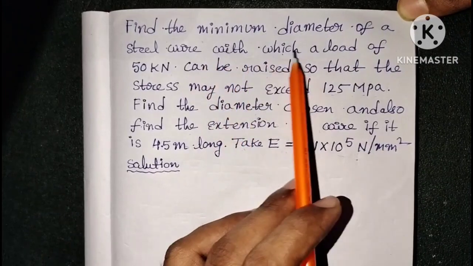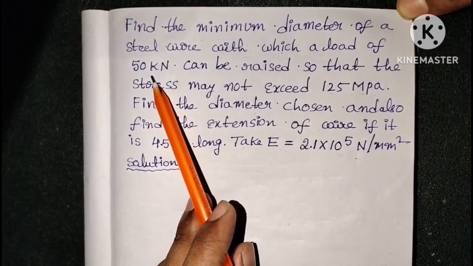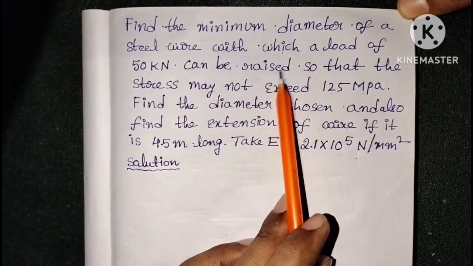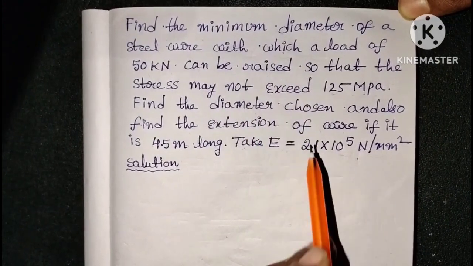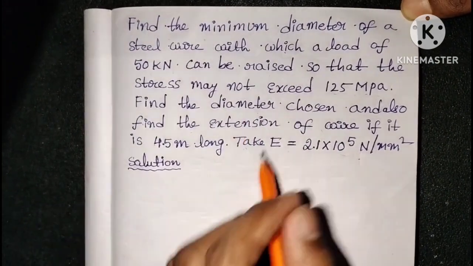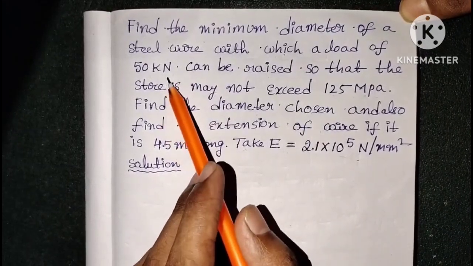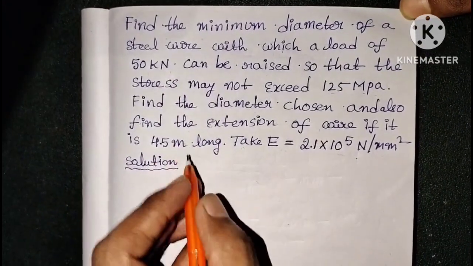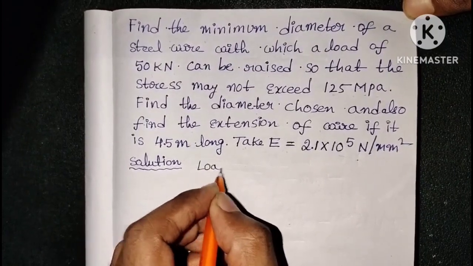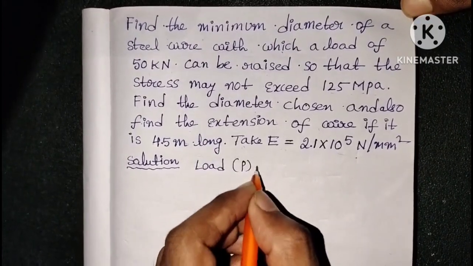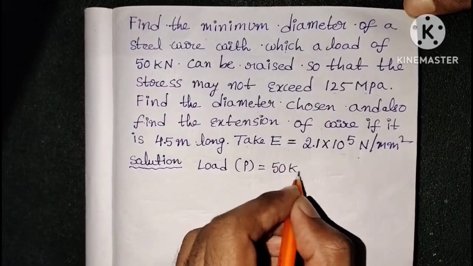the steel wire with which a load of 50 kilonewton can be raised. This is a stress strain problem. First of all, note down the given data here. So here, a steel wire is subjected to a load of 50 kilonewton. So generally load is denoted by P. So P is equal to 50 kilonewton.